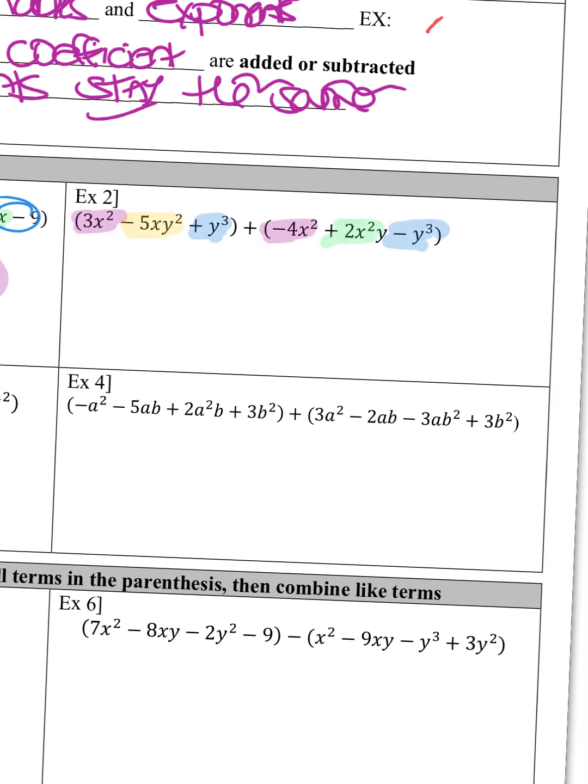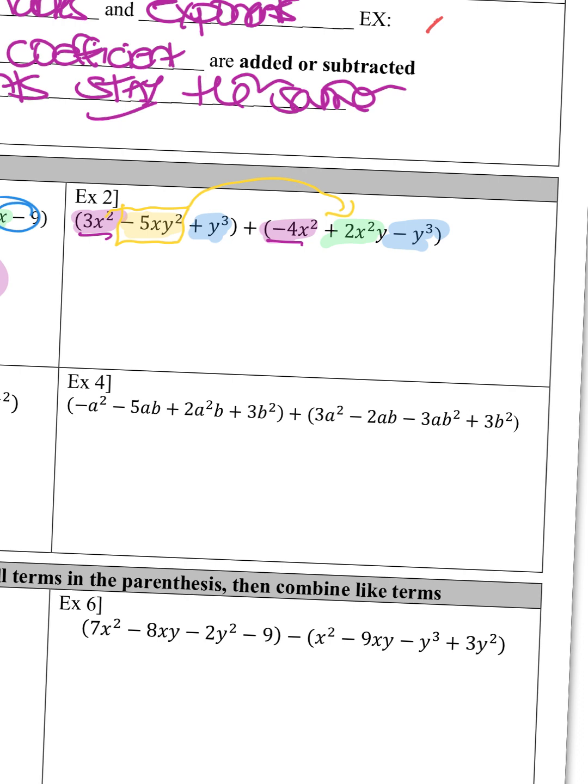Welcome back. So how did we do? So as you can see here, I have highlighted all of my like terms. I had my x squareds, okay? Then I went and I looked at this term here, this one that I've highlighted in yellow. I know you may have thought that you wanted to combine these two, but hopefully you didn't. They are not like terms.